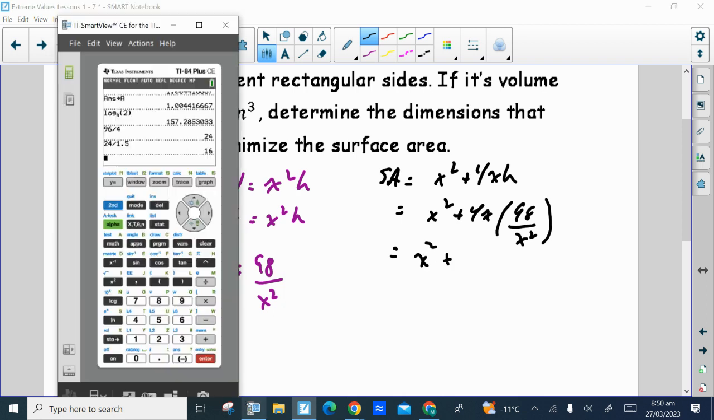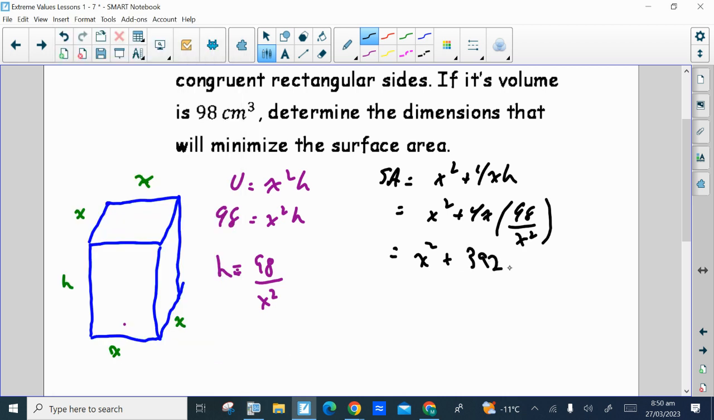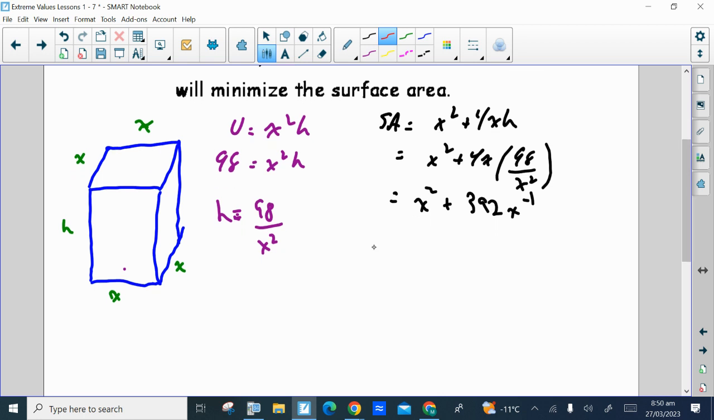So 4 times 98, 392, and that will be x to the negative 1. So that's what we will now differentiate. There's an expression for surface area in terms of one variable.